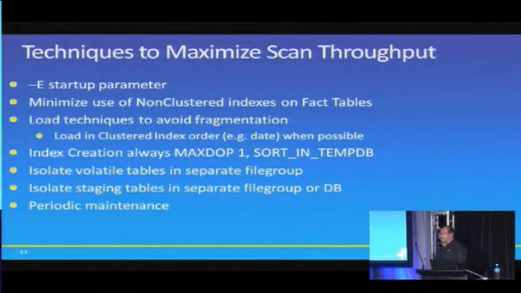Another thing we can use to maximize the scan throughput is the -E startup parameter. If you haven't seen that before, go ahead and search on the internet. -E allows the SQL Server page allocation size to be bigger. By default, it's 8. I think we can go up to 64 with -E, and in a way, you tell SQL Server to optimize the page allocation more for data warehouse rather than OLTP, where you like small pages. Minimize use of non-clustered indexes. Try to stay on that.